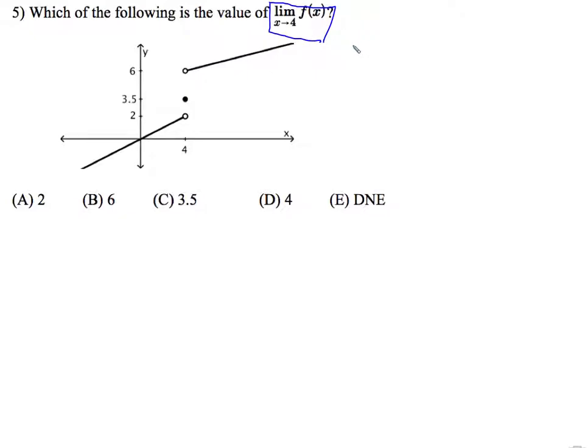It is double-sided. Why is it double-sided? Because there's no negative or positive to the right of the 4. All right, so it's looking for the double-sided limit.